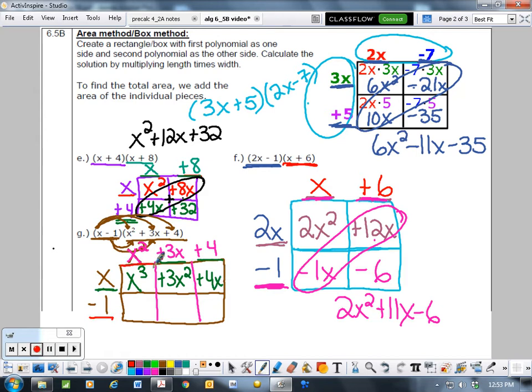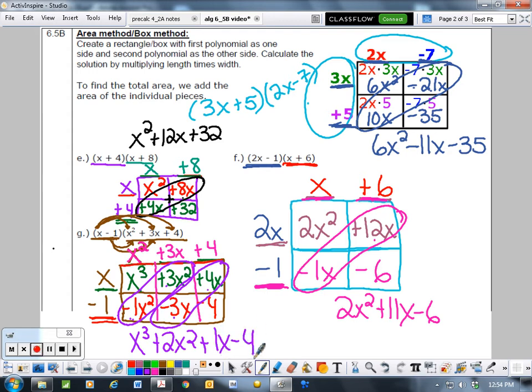Negative 1 times x squared, negative 1x squared, negative 1 times 3x, negative 3x, negative 1 times 4, negative 4. And what's nice here is we're still getting those like terms, like here's my x squareds, here's my x's. And it still allows us to combine those like terms. So my final answer will start off with our highest, x to the third, combine the x squared, so negative 1 plus 3 gives me 2x squared. And then 4 minus 3x is 1x, and then the minus 4. And so that's our final answer.